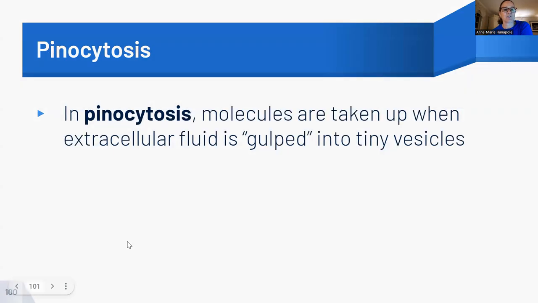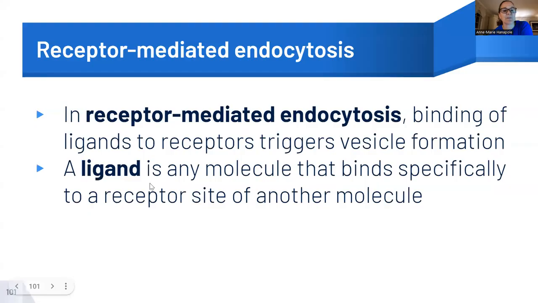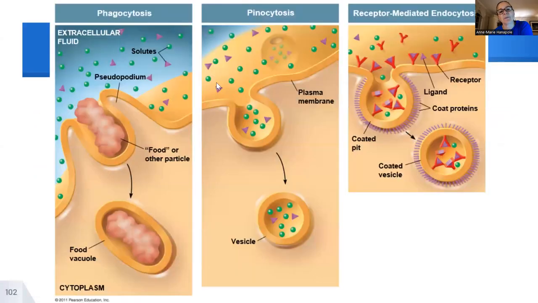And then pinocytosis is similar, except you're taking in smaller vesicles, so kind of like taking a little gulp and bringing it into the cell. And so if we look at this middle picture here, these smaller molecules are being pinched off and brought into the vesicle. So it's thought of more like drinking instead of eating, bringing a little gulp into the cell, into that little vesicle.